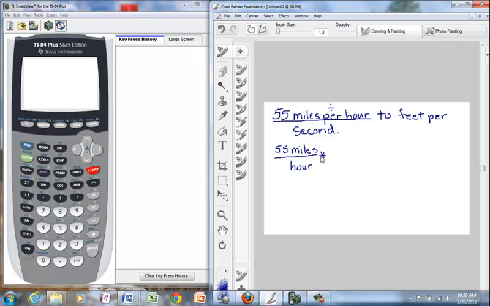I see that there are 5,280 feet in 1 mile. I want the miles to cancel, so I'll put the 1 mile down here. The miles cancel and I have feet already. So now I have to get from hours to seconds. So way at the bottom there's time conversions. There's 60 minutes in 1 hour. And again, I want the hours to cancel, so I need the hour in the numerator so that those will cancel.